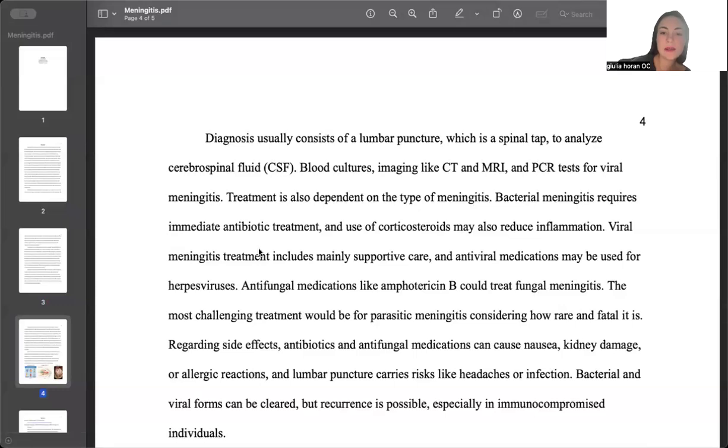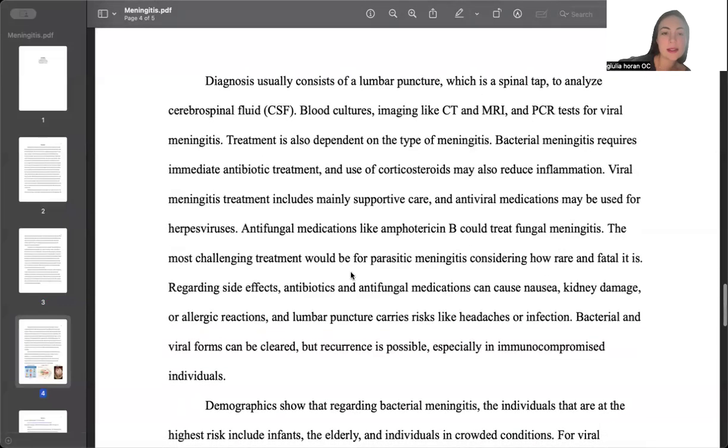Diagnosis usually consists of a lumbar puncture, which is a spinal tap to analyze the CSF, the cerebrospinal fluid. Blood cultures, imaging like CT and MRI, and PCR tests for viral meningitis.